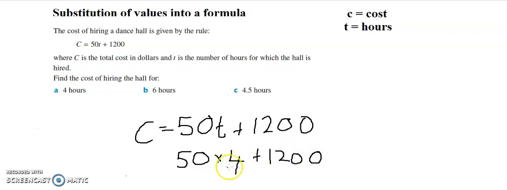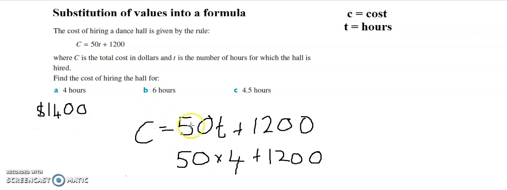And now we do order of operations. 50 times 4 is 200. 200 plus 1,200 is 1,400. So that will be the cost. Because it's cost, I'm putting the dollar sign.